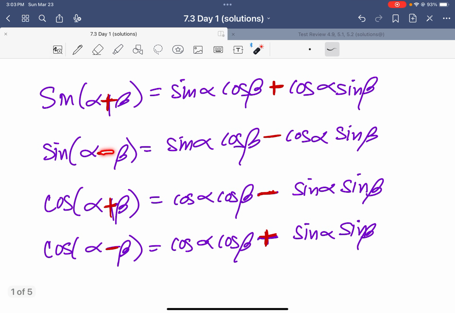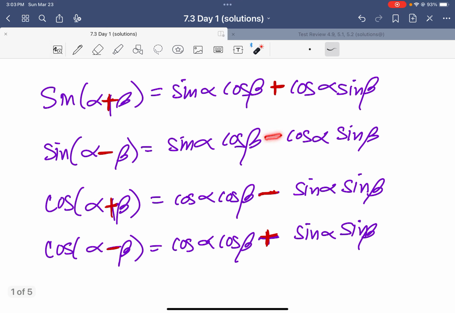So for the sine of a difference of two angles, it's sine, cosine, cosine, sine, but a minus in the middle, because I remember same, so this and this are the same.